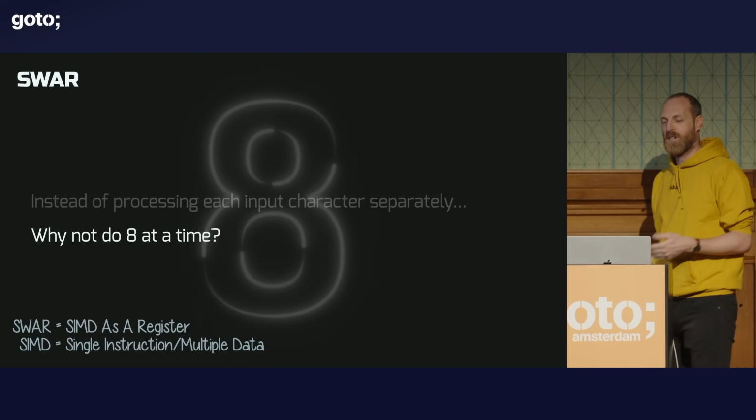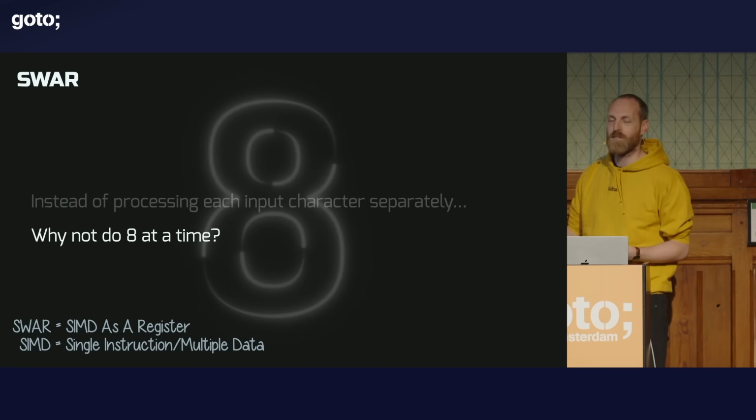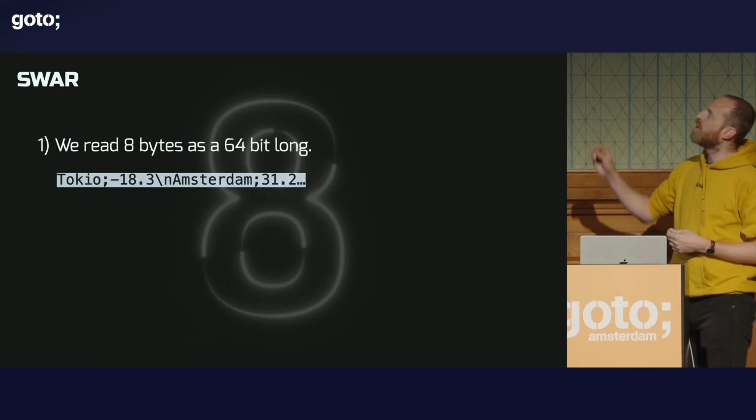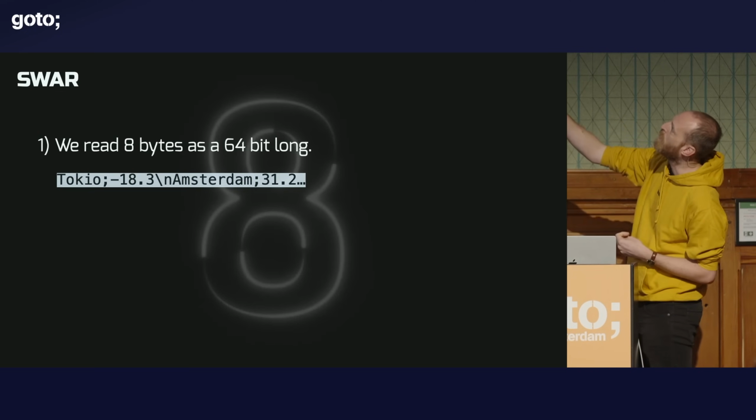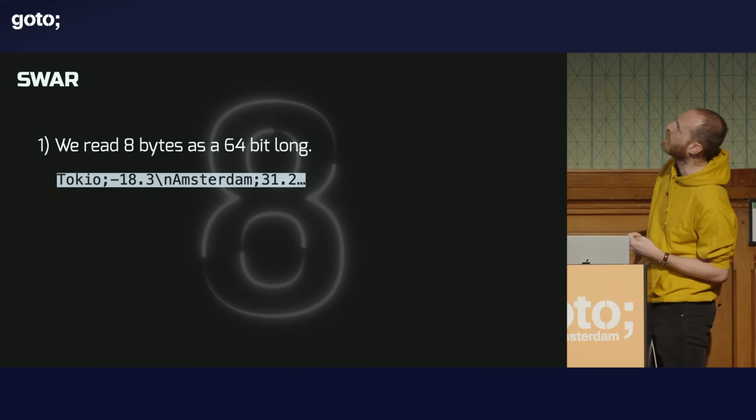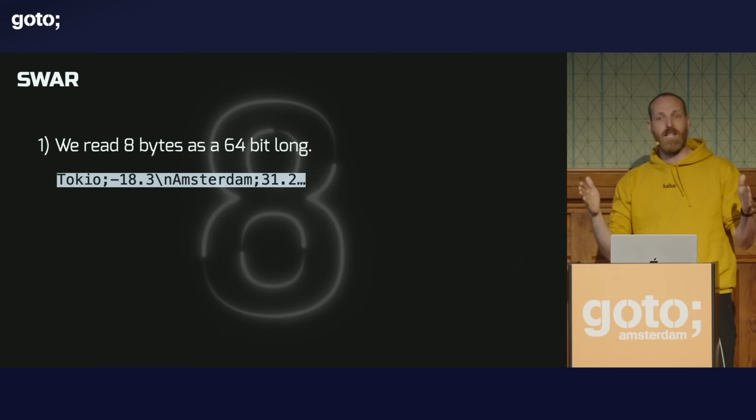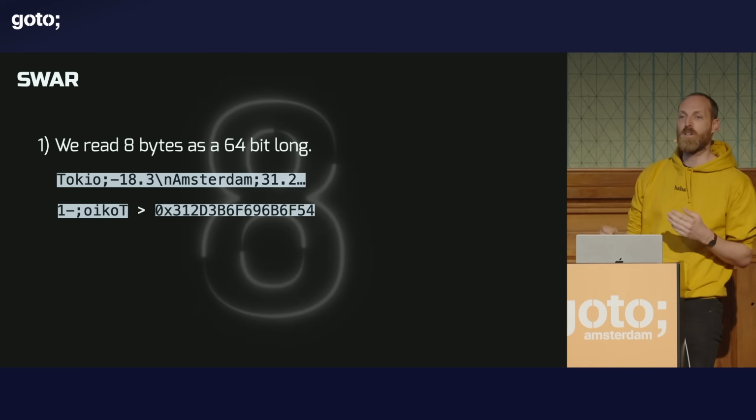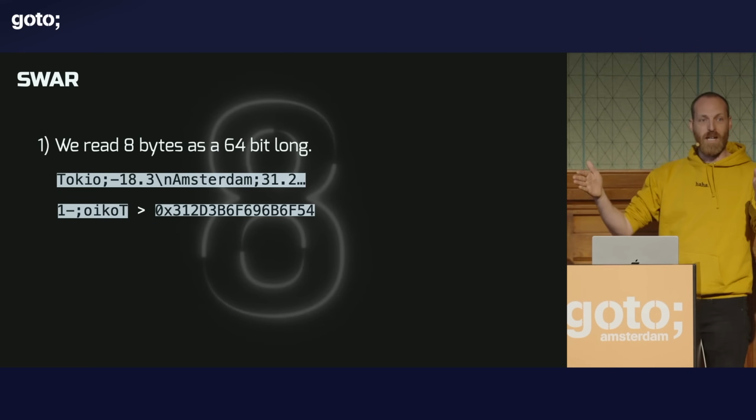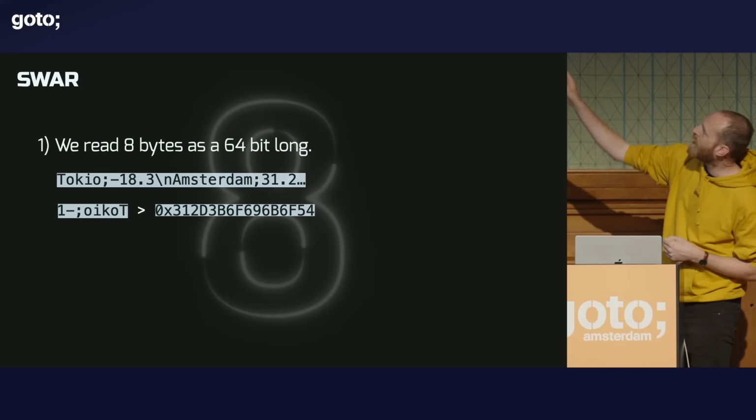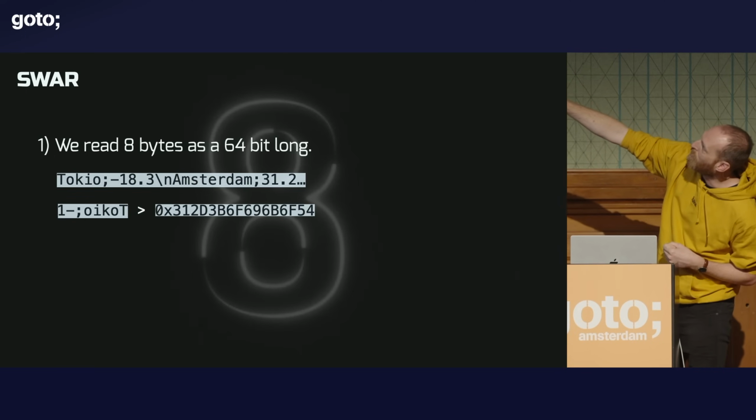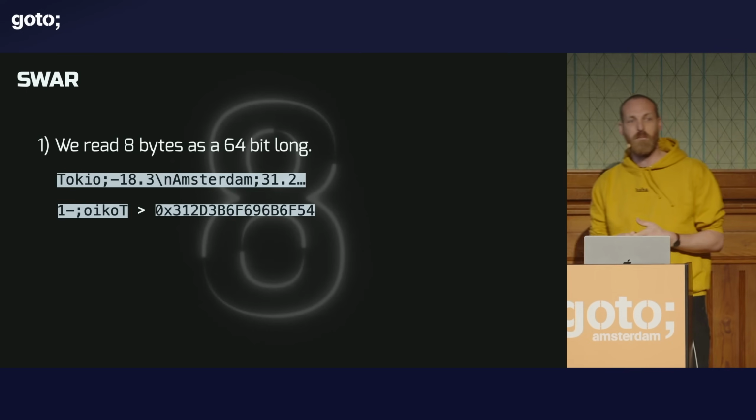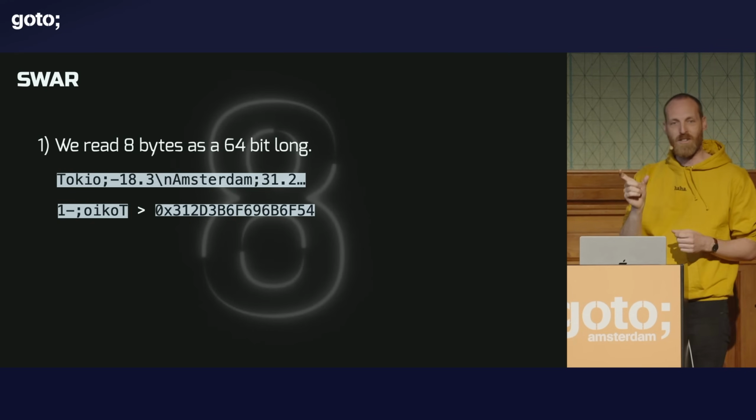So SWAR stands for SIMD as a register, and SIMD stands for single instruction, multiple data. So how does this work? Suppose we have this part of the file, which is Tokyo minus 18.3, new line, Amsterdam, etc., etc. We can read 8 bytes at a time using a single instruction if we call Unsafe.getLong. We read 8 bytes at a time as a long value. And if we do that, it actually gets flipped around, and it's 1 minus and a O equals. This is the hexadecimal value that you end up with when we've read these 8 bytes, in a single long value.